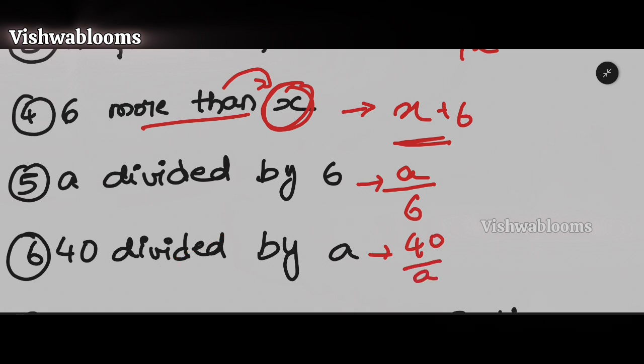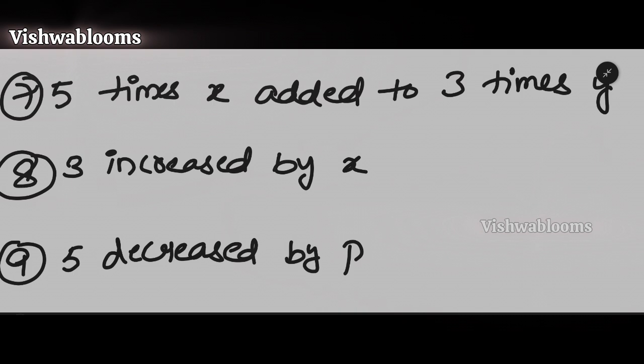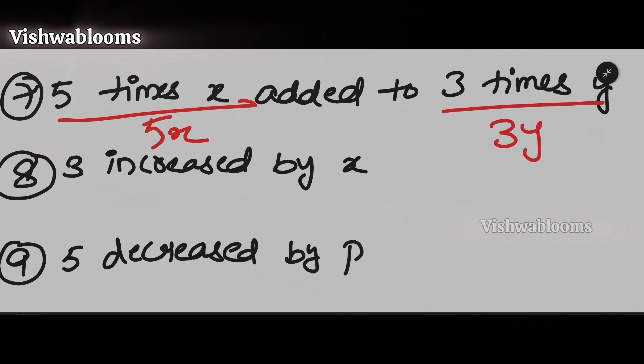Next, here the seventh one, look at it very carefully. We will split the question and do it this way. First, 5 times x is nothing but 5 into x, 5x. And 3 times y is nothing but 3 into y, 3y. Add 2 means plus, that's it, simply. I hope it is clear. So 5x plus 3y is the answer.